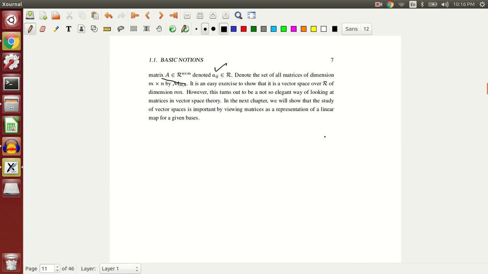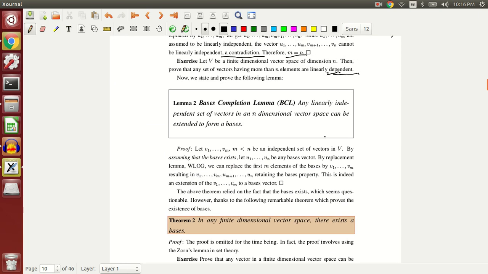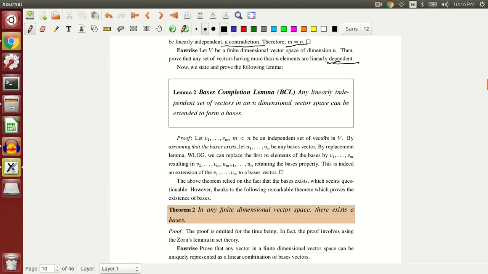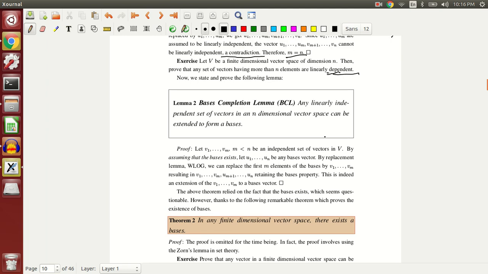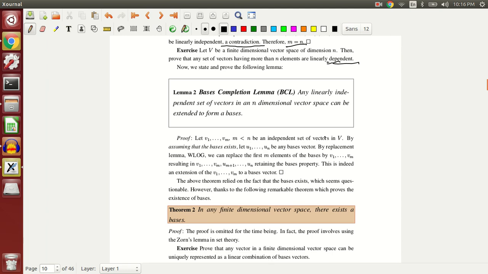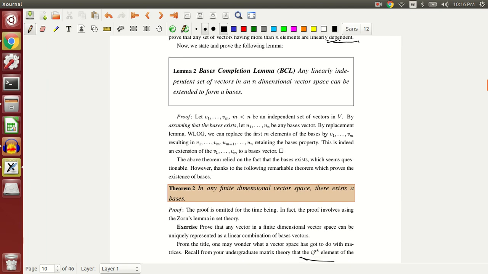So in this session, we covered the replacement lemma and the basis completion lemma. We also proved that dimension is unique. We got an idea that for every finite dimensional vector space there exists a basis. That's pretty much it.